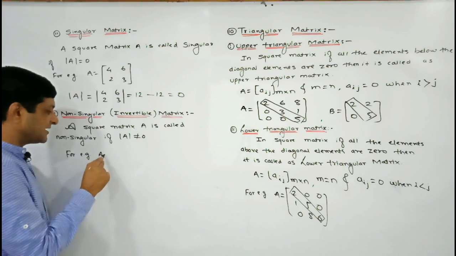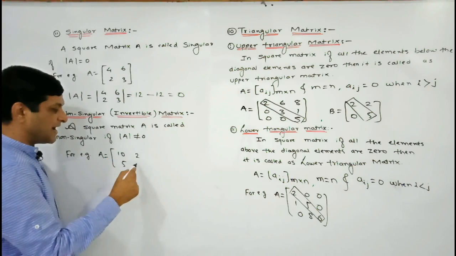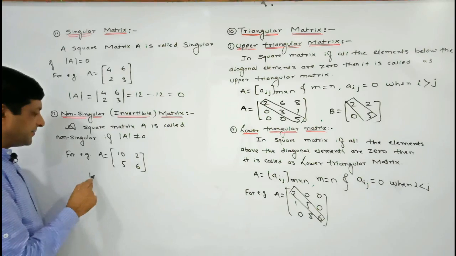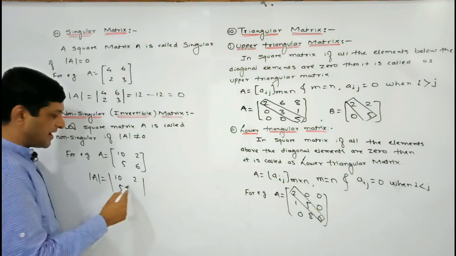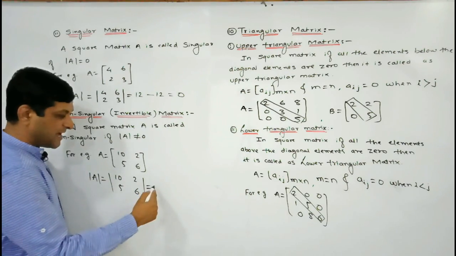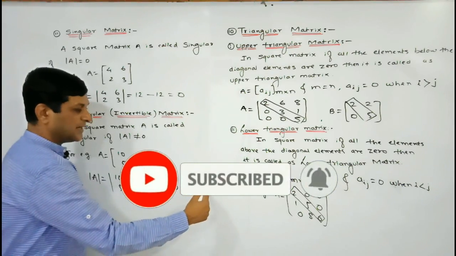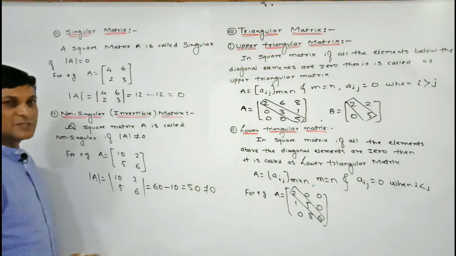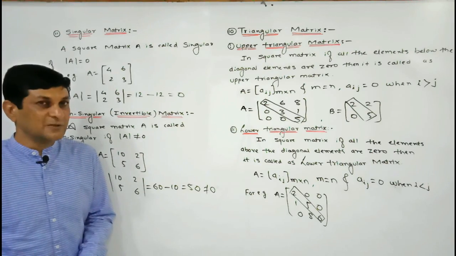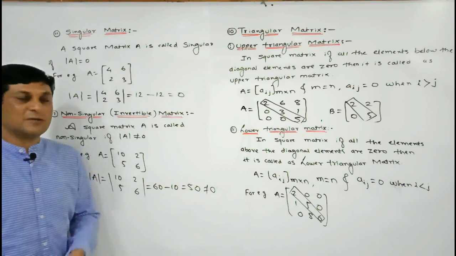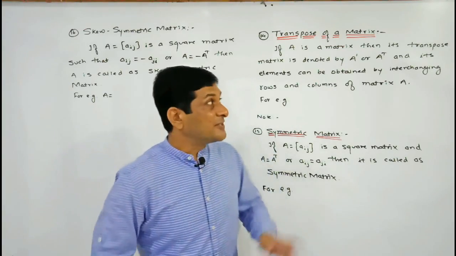So let us consider one example. Let the elements of the matrix be say 10 2 5 6. Now we are finding the determinant of this matrix. So write down the elements in the determinant: 10 2 5 6. First take the product of the diagonal elements, that is 60, then the product of the other diagonal elements is 10, which is equal to 50 — we can observe that the value of the determinant is not equal to 0. At that time the matrix is called a non-singular matrix. The alternate word for non-singular matrix is what? Invertible matrix.